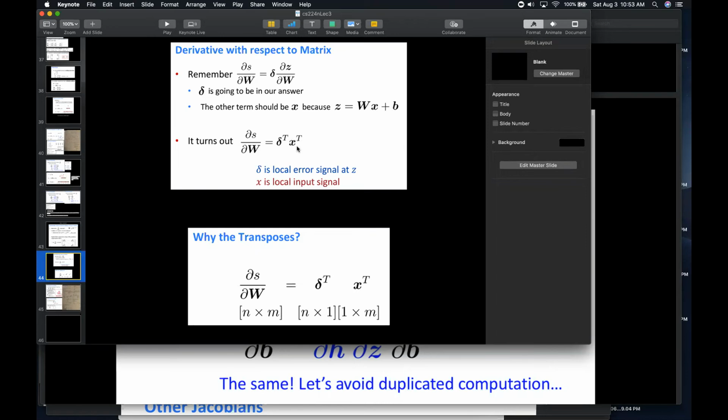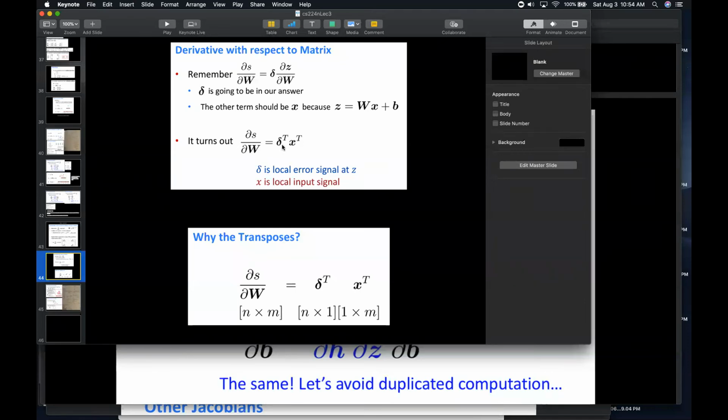This is kind of an easy way to remember. You need to preserve this shape convention idea. And like I said, this ∂s/∂W was n cross m, right? So at the end of the day, you want the ∂s/∂W output to also have the shape n cross m. And the only way to get that is you have delta, which you know is n numbers, and you have x, which you know is m numbers.